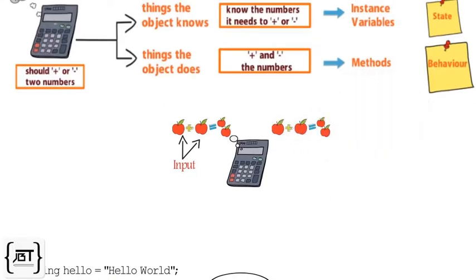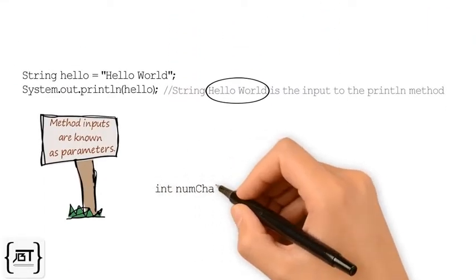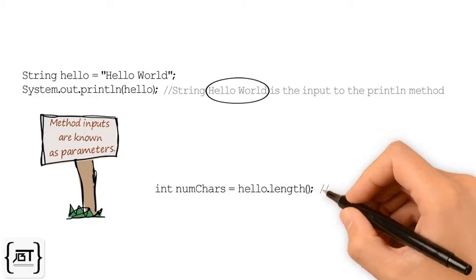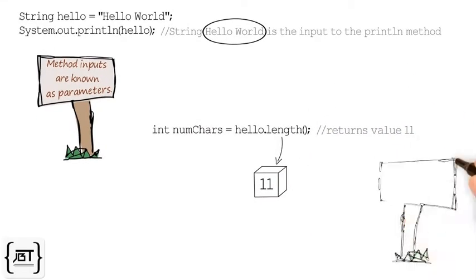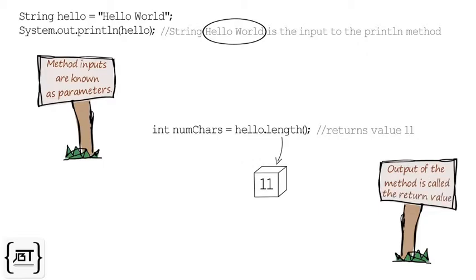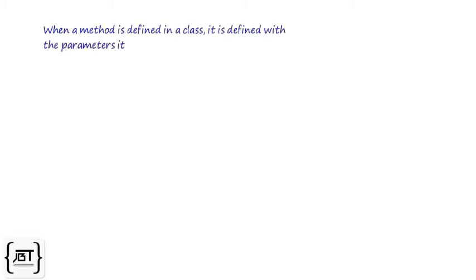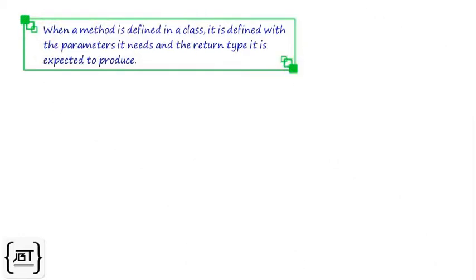Methods can also produce output. For example, we can get the length of a string using the length method of the string object. The output of the method is called the return value, and the type of value it returns is called the return type of the method. When a method is defined in a class, it is defined with the parameters it needs and the return type it is expected to produce.